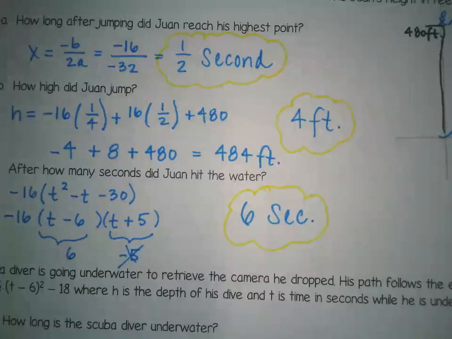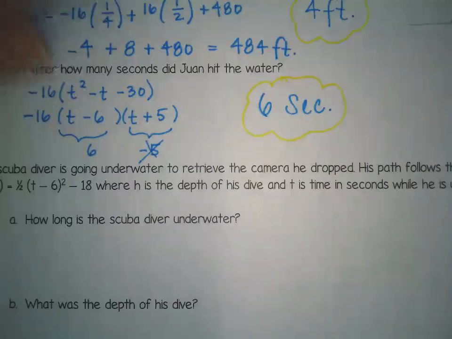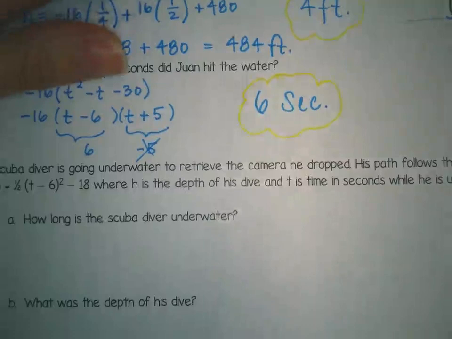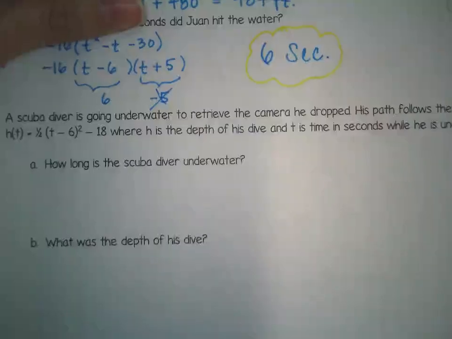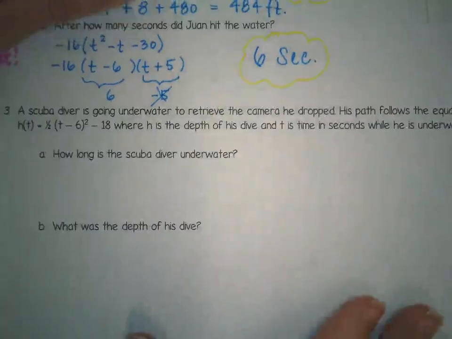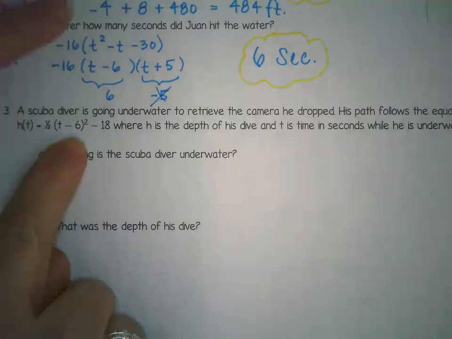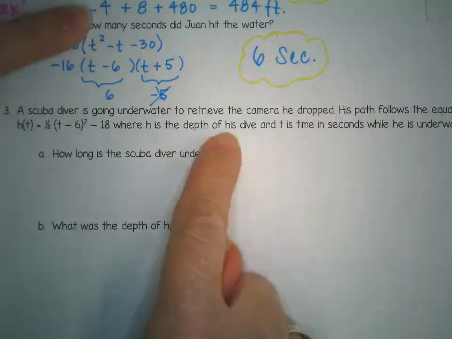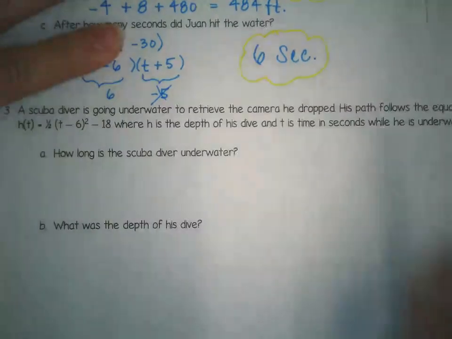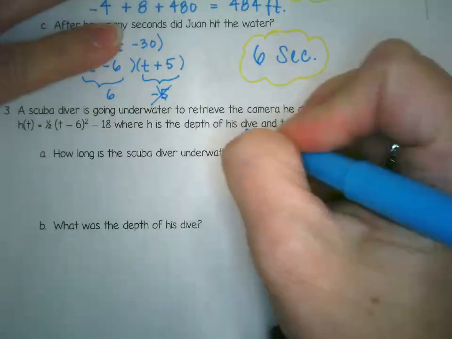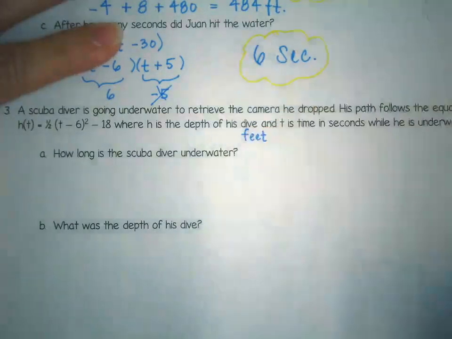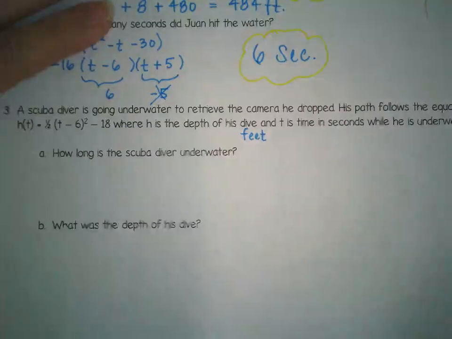All right, a scuba diver is going underwater to retrieve the camera that he dropped. We have his equation, which is given to us in vertex form right here. And the dive, and I did not put units in here, so we'll just call it feet. And then the time is in seconds.